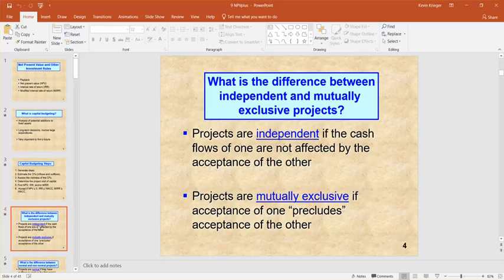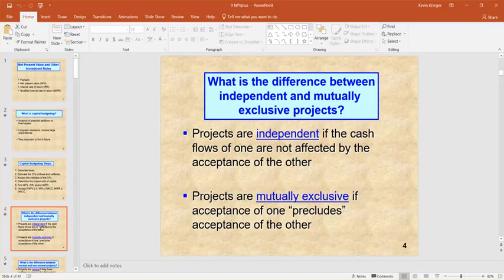Projects are independent when knowing about project X tells you absolutely nothing about the cash flows of project Y, and simultaneously knowing something about the cash flows of project Y tells you absolutely nothing about the cash flows of project X. If you have any information about project X based on the cash flow estimates of Y, or vice versa, then projects are not independent.